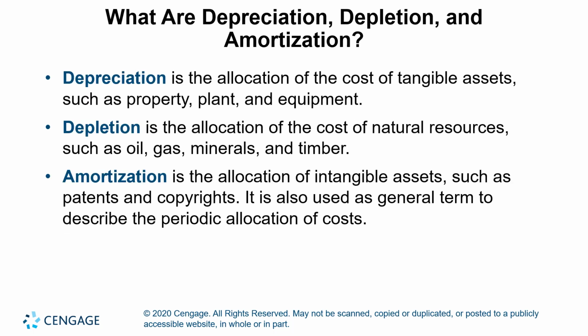So there's depreciation, amortization, and depletion. Depreciation is the allocation of cost of tangible assets such as plant, property, and equipment. So a computer, a desk, a machine, a building. Depletion refers to natural resources such as oil, gas, minerals, and timber. And then we have amortization, which is the allocation of intangible assets such as patents and copyrights. It is also used as a general term to describe periodic allocation of costs.